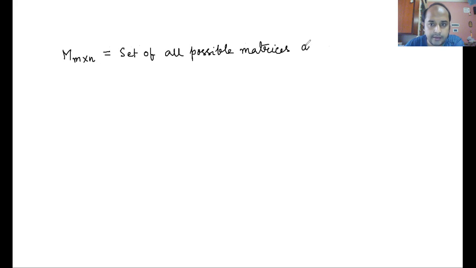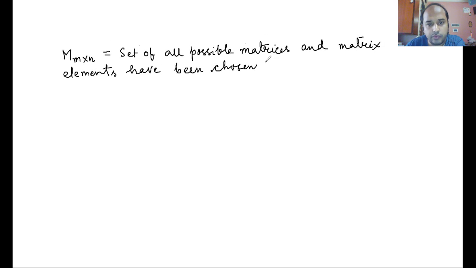So let's start. Carefully observe my matrix, because it requires a tremendous amount of patience. I'm again saying my set was m cross n. It is a set of all possible matrices, and the matrix elements have been chosen from a field F. And thus we get the set m cross n F.